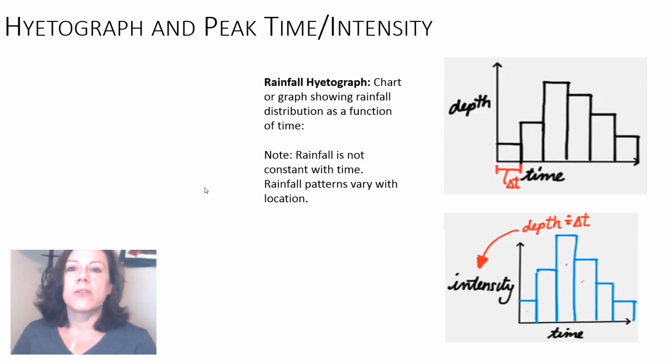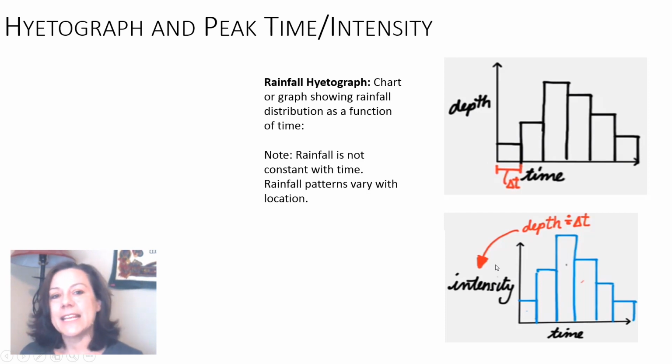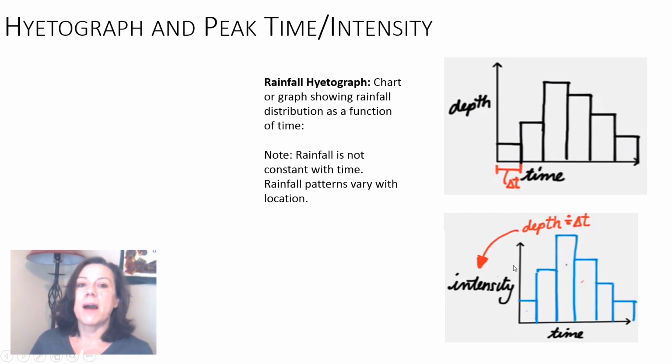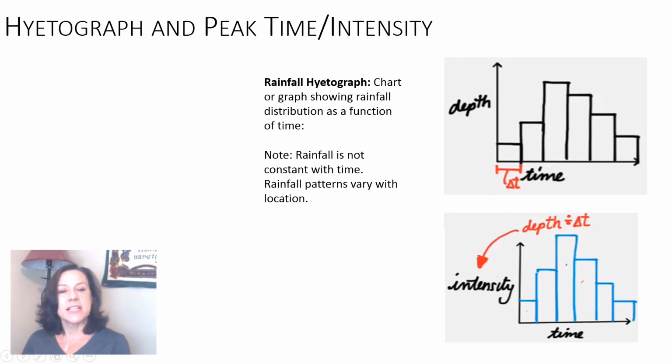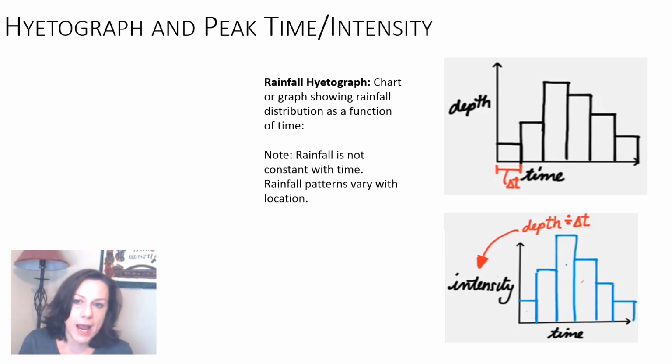So when we're talking about the hyetograph, we're talking about a chart showing the rainfall distribution as a function of time. So depth versus time. This is a change in time. When we go to intensity, we're going to take the depth divided by this change in time. It's going to have a similar pattern, but we're looking at it in a little bit of a different way. One is in depth and one is going to be in inches per hour.